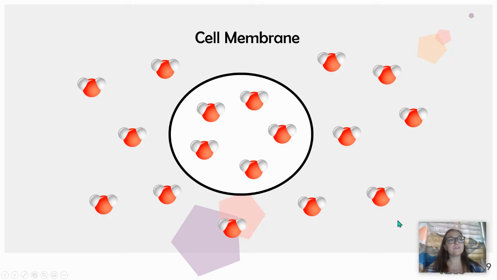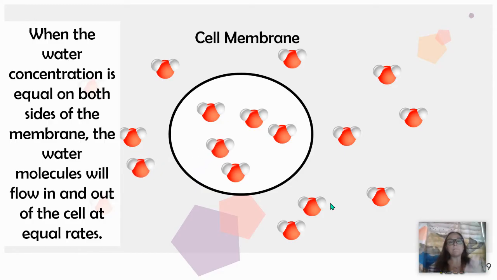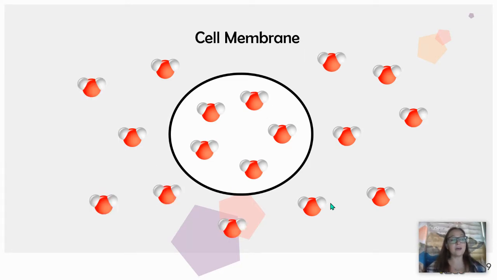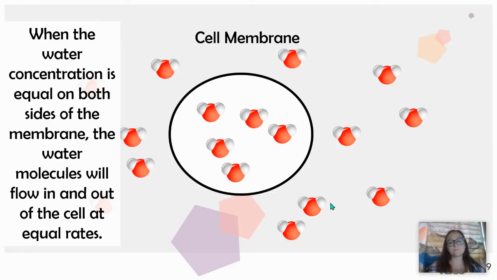So here we have a cell, and if you look at this picture, you can kind of see that the concentration of water, the amount of water on each side of this membrane, looks to be roughly equal. And the water molecules aren't frozen in place like you see here. Water can pass through that membrane, both in and out of the cell. But when the concentration of water is equal on both sides of the membrane, the molecules will move in and out of that cell at equal rates. So again, the molecules are just moving in and out of the cell, and we call this being in equilibrium, where it's equal moving in and out.